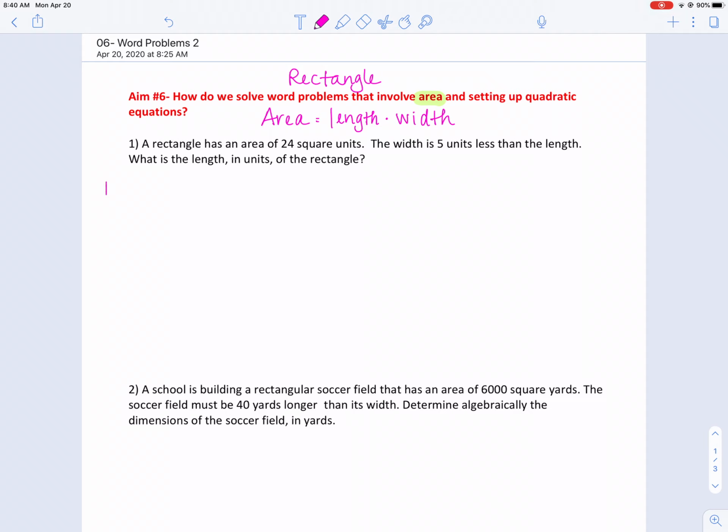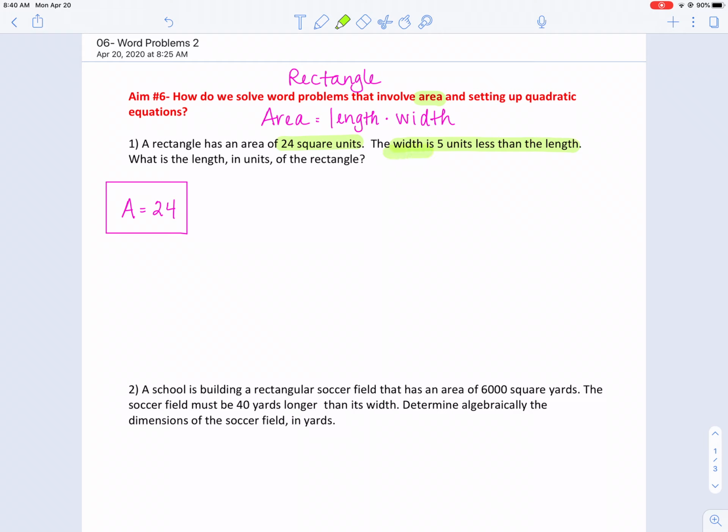So the first thing I'm going to do is draw myself a rectangle. Okay, and if I know that my area is 24, I'm going to put it right in the middle. Area equals 24 square units. Then it tells me that the width is 5 units less than the length. So which one do you know nothing about? The one that you know nothing about is your original x.